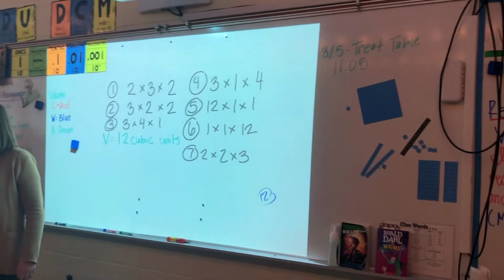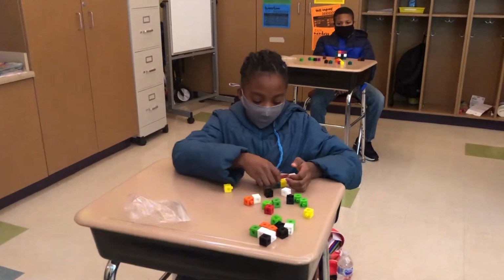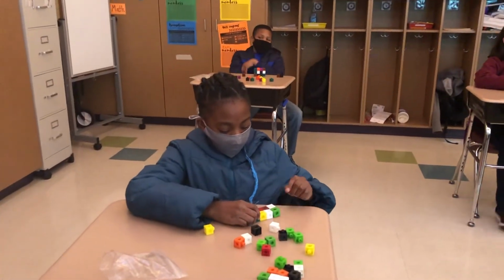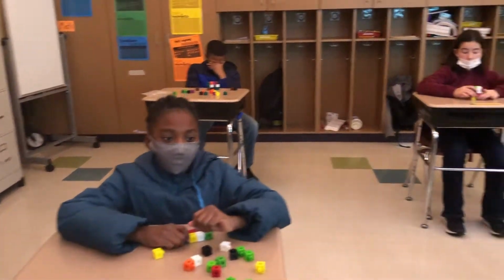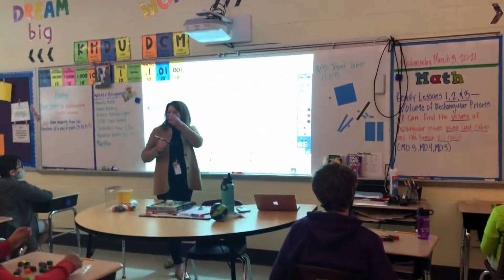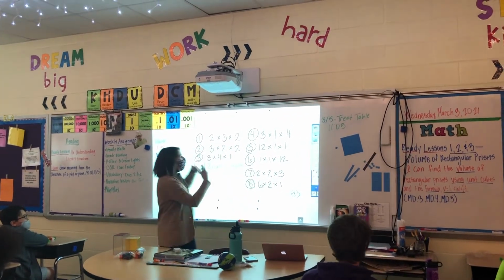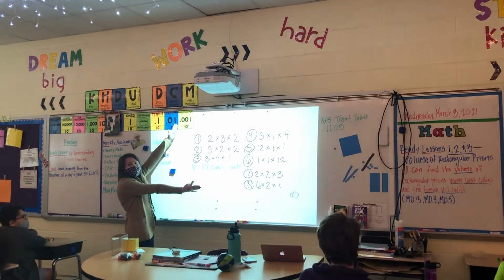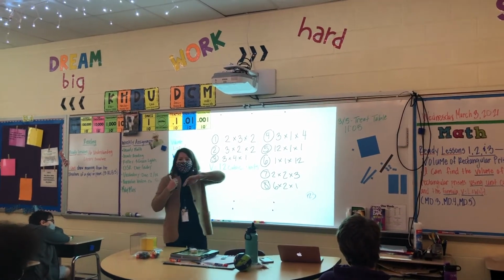Anybody else? All right, Leah. My length is 6. Okay. My width is 2. Okay. And my height is 1. Does Leah's prism meet our criteria? Yes. Very good. Anybody else have a prism? Look at all 8 different prisms that y'all created, but it met our criteria of 12 cubic units.